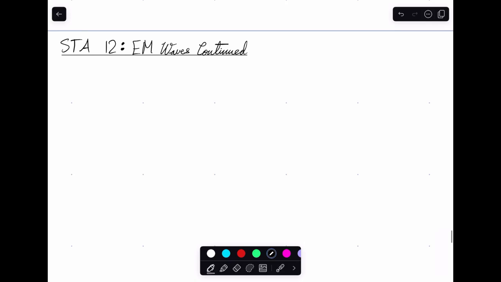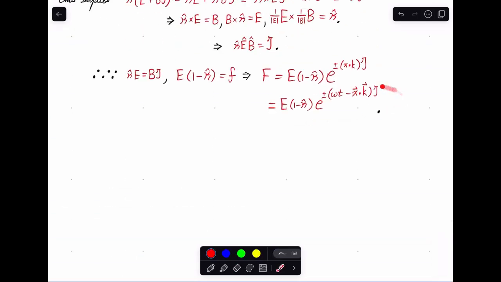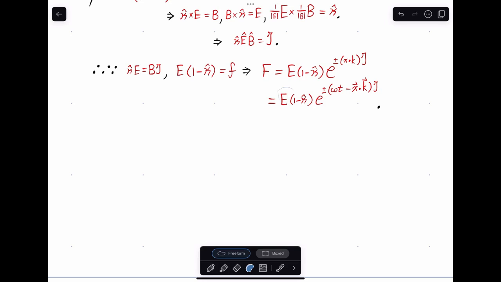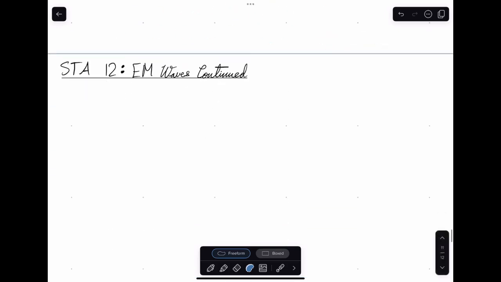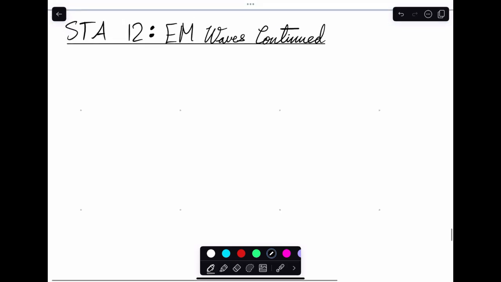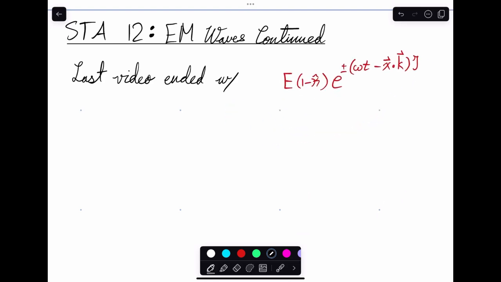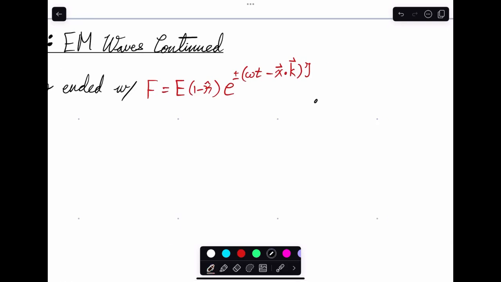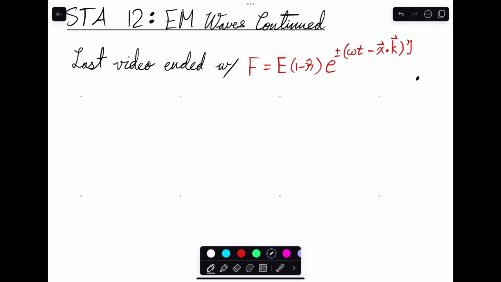In the last video, we ended with this form right here for the nilpotent bivector field. So this was the form that we ended on. Now, we're going to rewrite this. So I'm going to take this and just rewrite it. Last video ended with this, with F being equal to that. But we're going to rewrite this again.